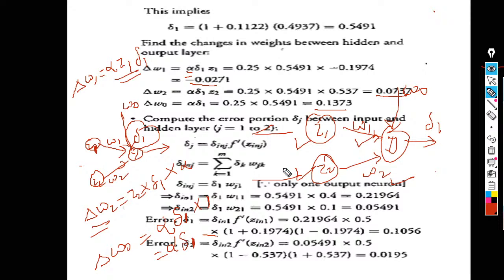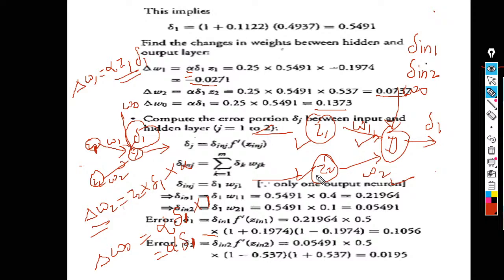So the idea is like this, right? Now first we will calculate the net input error which is coming to Z1. We will represent that by delta in 1. And one error we will calculate which is coming to Z2, that we will represent by delta in 2. So delta input 1 is the error which is coming to Z1, and delta input 2 is the error which is coming to Z2.